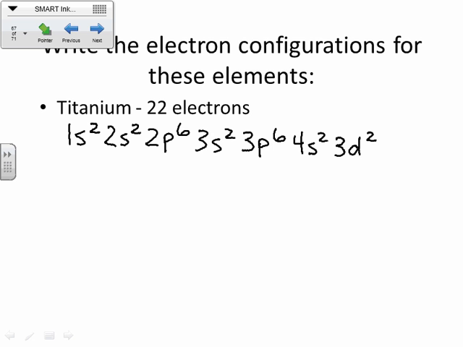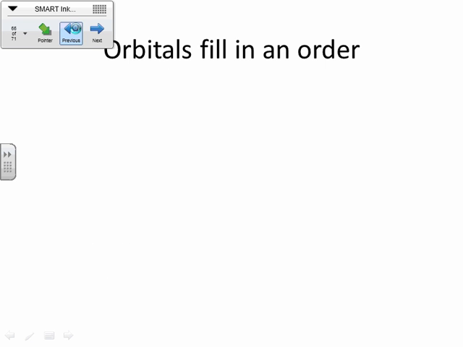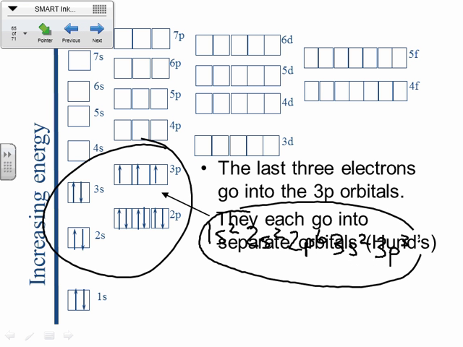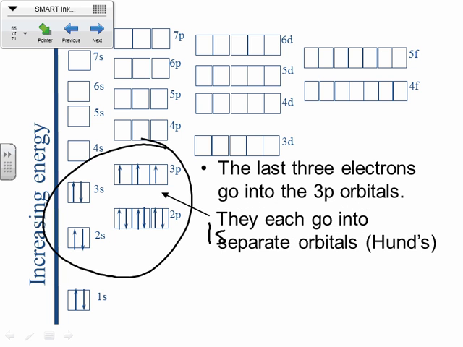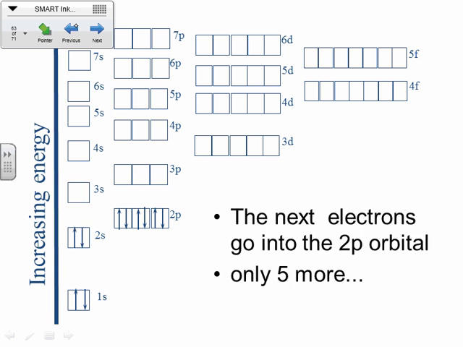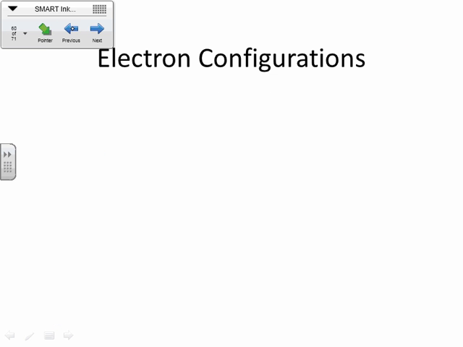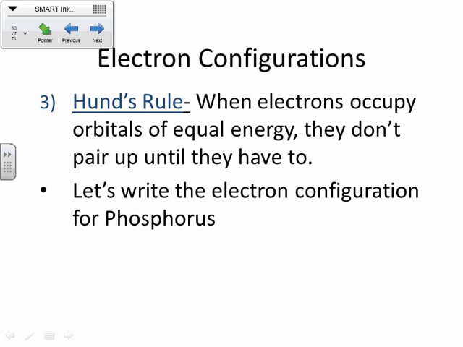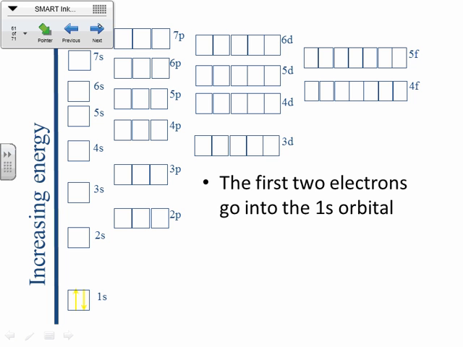Now, we don't have to draw the orbital diagram for this one, but I think it might be worthwhile to do that for just one more here. Let me erase this stuff. Okay, if we were doing titanium, the orbital diagram would look like this. Notice how I'm filling these in, okay? I'm starting by half filling each of them and then going back at the end.